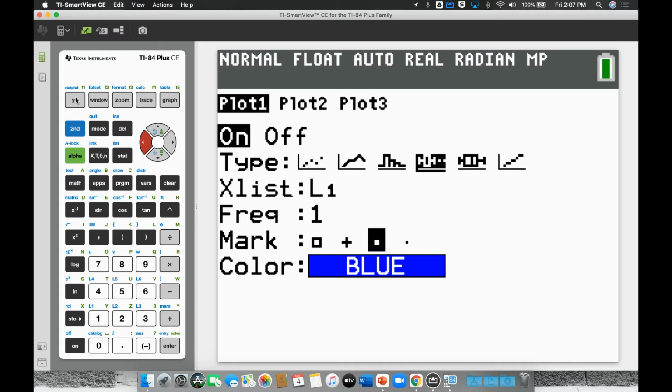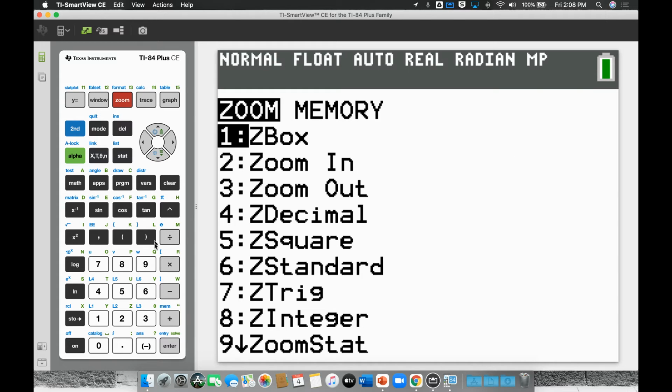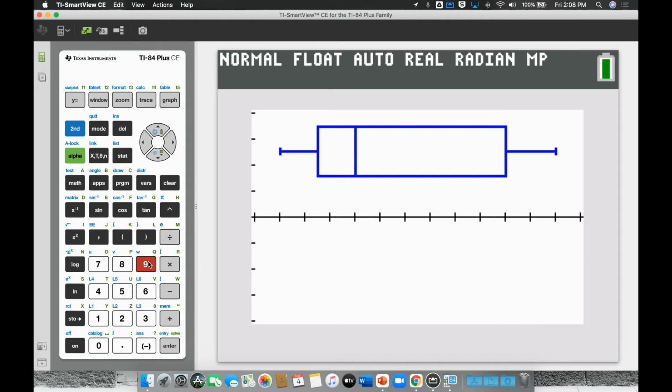Okay. So I hit enter. My list is in L1. Frequency, just leave it at 1. The mark will tell you where the outliers are. How do I see the graph? Zoom 9, which is zoom stat. There we go.